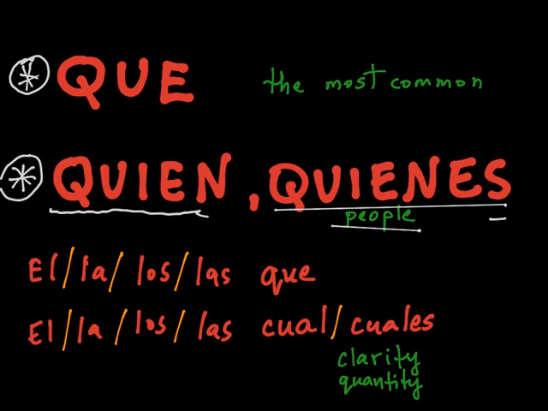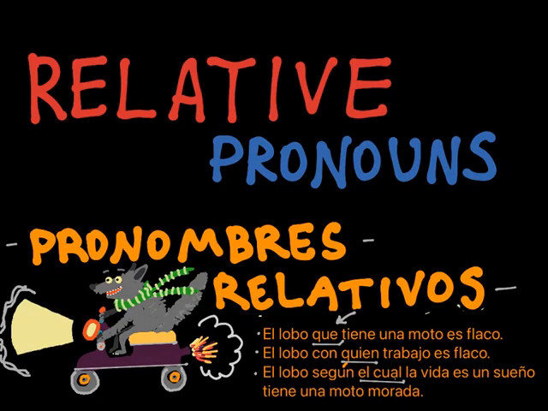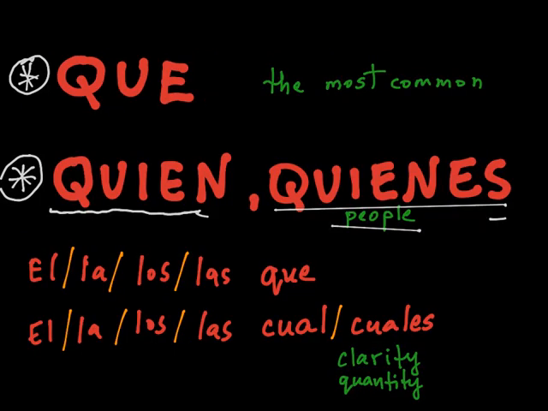You also use quien and quienes if there is a preposition that precedes the word. For example, con quien, with whom. If you remember the example here, el lobo con quien trabajo es flaco. The wolf with whom I work is skinny.